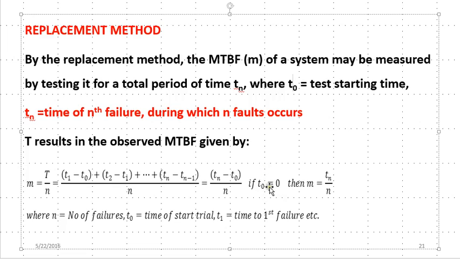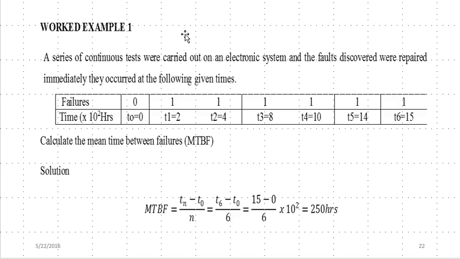So if this T0, the beginning time, is 0, my M, mean time between failure, is equal to Tn all over n, where Tn is the time when the nth failure has occurred, and n is the number of what? Failures. In order to understand this, let us start looking at worked example number 1.